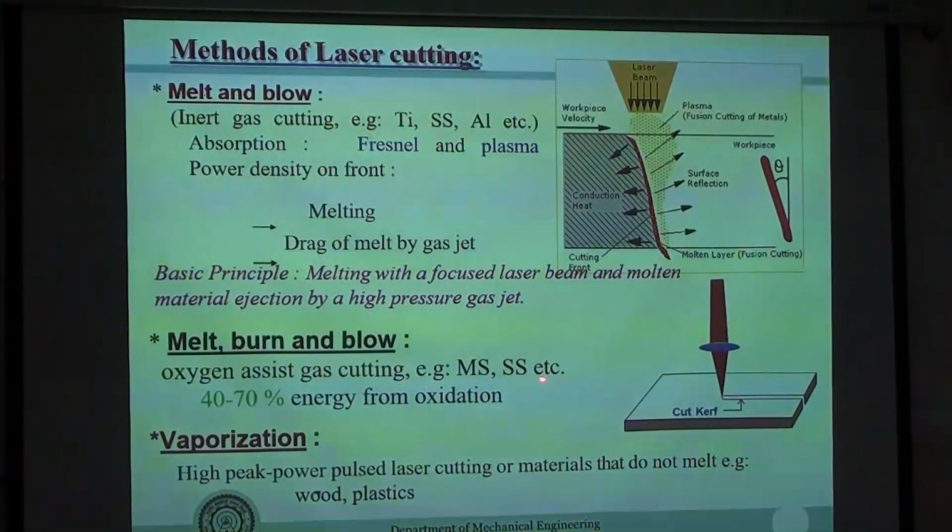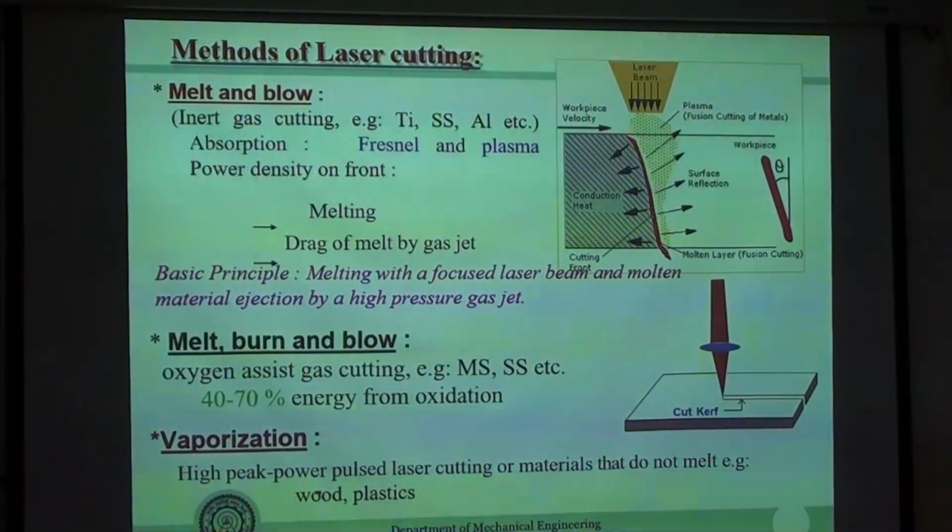If you want to cut specific materials, for example MS or mild steel or SS, you can use oxygen as an assist gas, and in that particular process you can save up to 70% of the energy. Okay, so if you have a 2 kilowatt laser, then maybe without oxygen you can cut 1 mm. With oxygen you can cut up to 4 mm thickness. So this oxygen will give you an additional amount of energy, so that you can have better penetration and you can cut much thicker plate than without the oxygen.